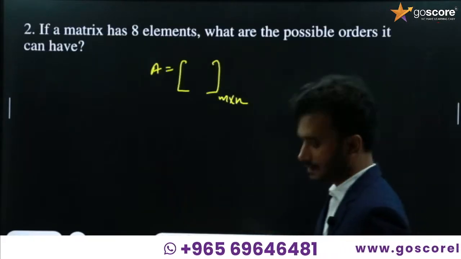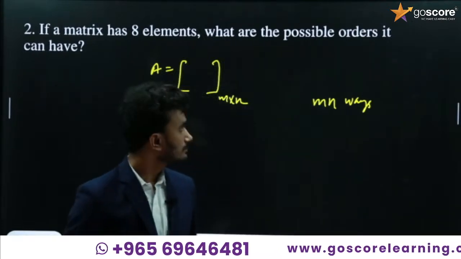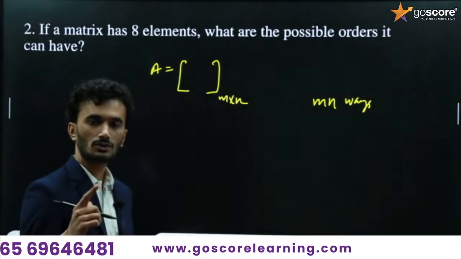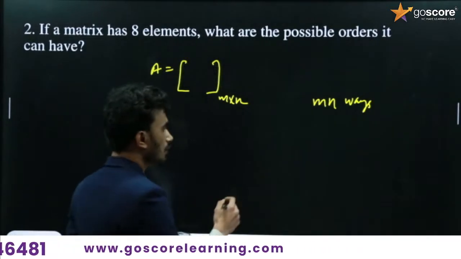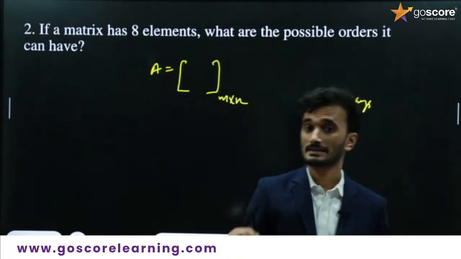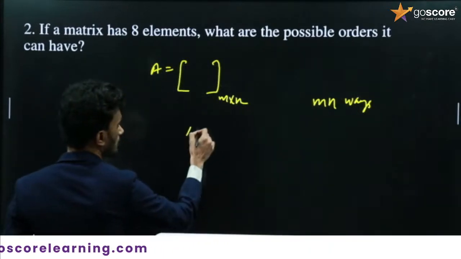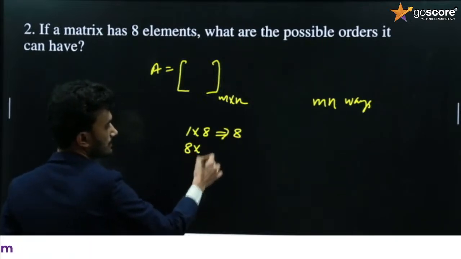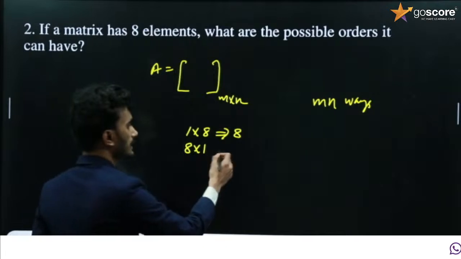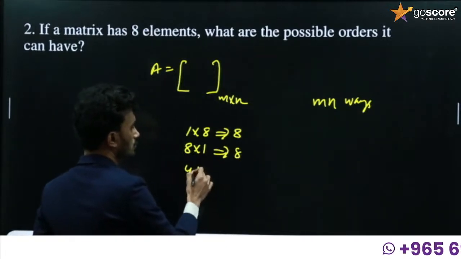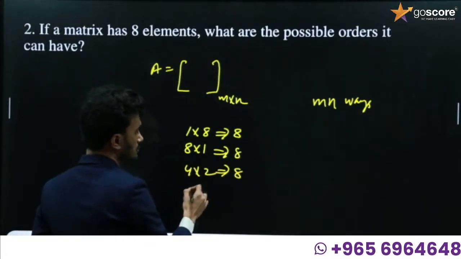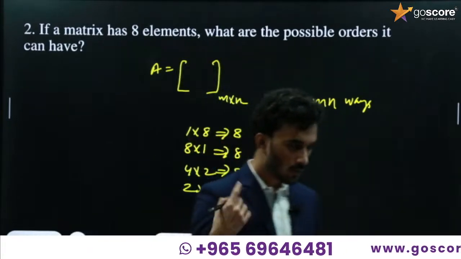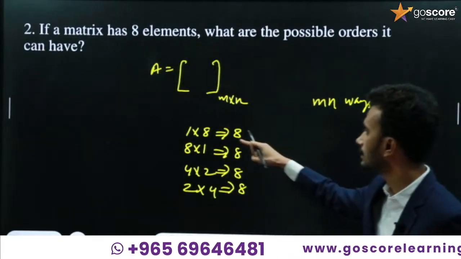Next, in this question, it is 8 elements. Total elements are 8. So how can we get the product as 8? 1 is multiplied with 8, it is 8. 8 is multiplied with 1, it is again 8. Then 4 into 2, 8. 2 into 4, again 8. So we have 4 types.